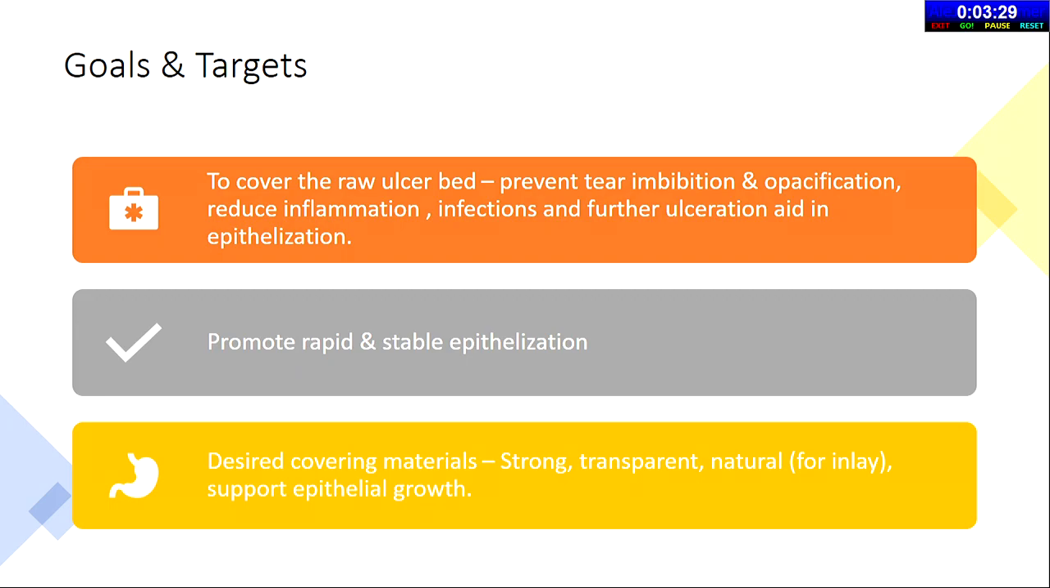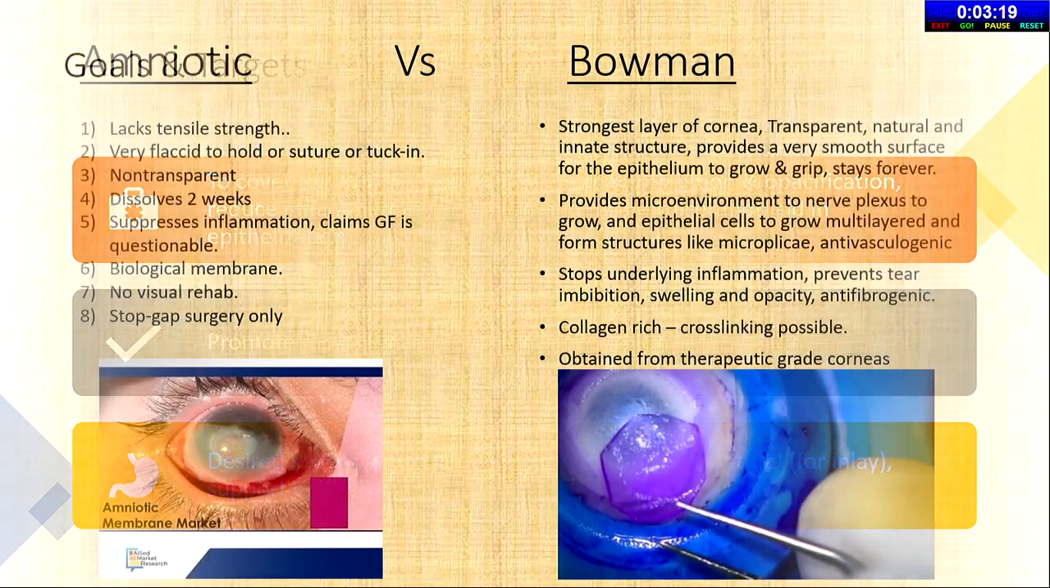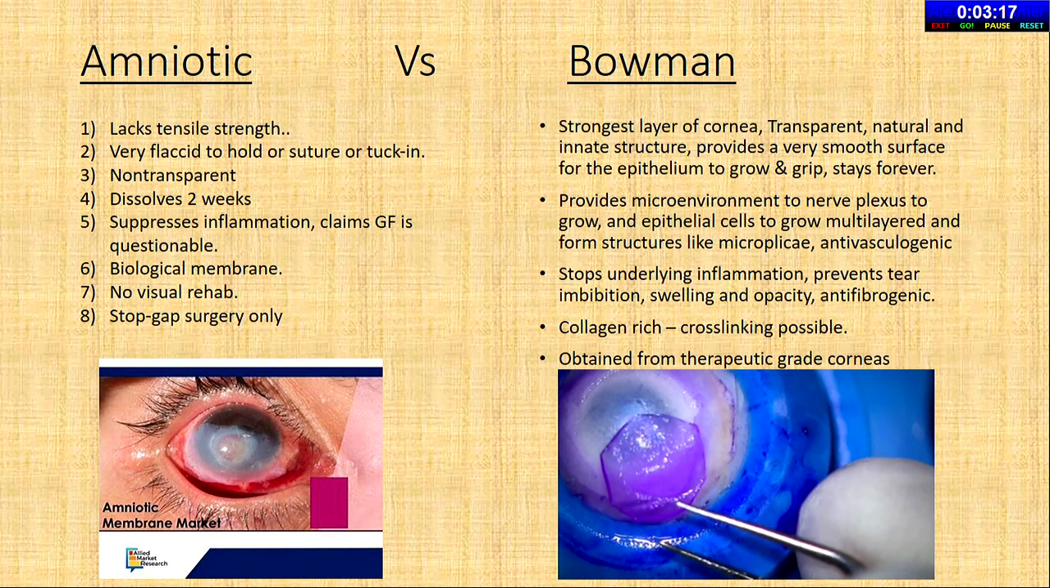And desired covering materials, we all know, should be strong, transparent, natural inlays, or which can be later incorporated into it. So we selected this part, that is Bowman's layer, and I will not go through the amniotic membrane, all of us are aware, and the time is very short.